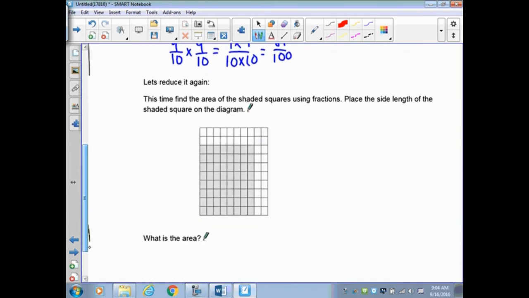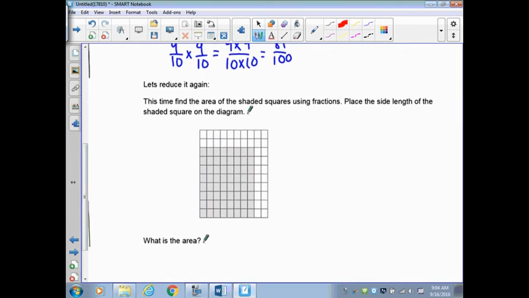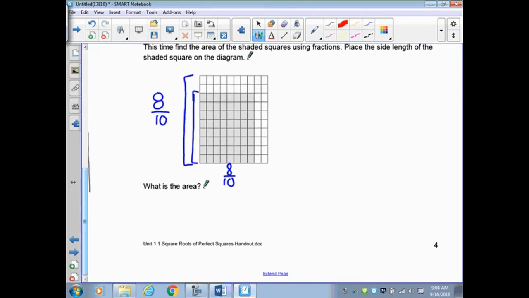So let's reduce it again. Now the area is going to be this distance out of this distance. So that gives me 8 out of 10. And of course this is 8 out of 10. So what is the area? Well, to find the area of a rectangle, you take the side and multiply it by the side. So that gives me 8 times 8 over 10 times 10. That gives me 64 over 100.